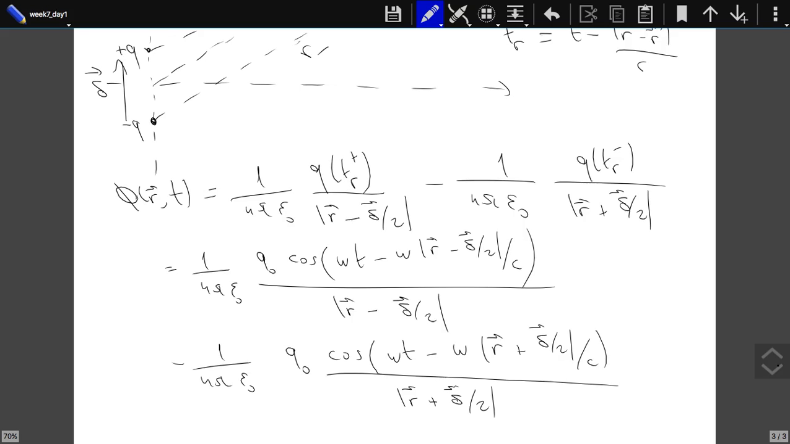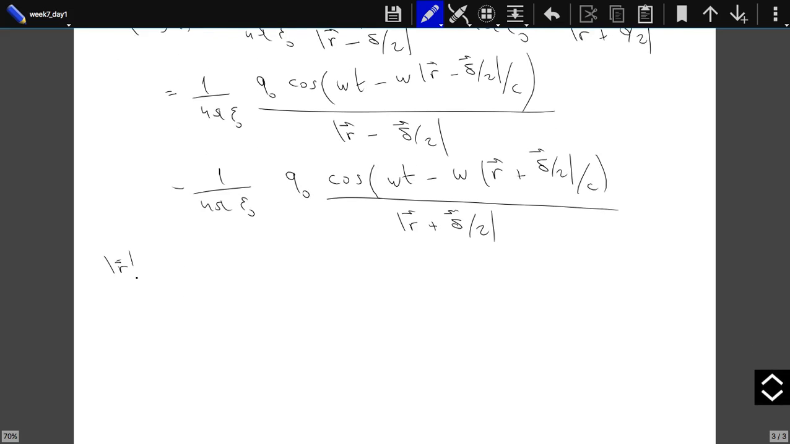Now we will start to make our approximations. First of all, we are looking at a point that is very far away from my dipole, so that R is much larger than delta. That is the first approximation we will make. We have our localized charge. Remember, for radiation, we should take a sphere at a very distant point. And delta is the size of my system.